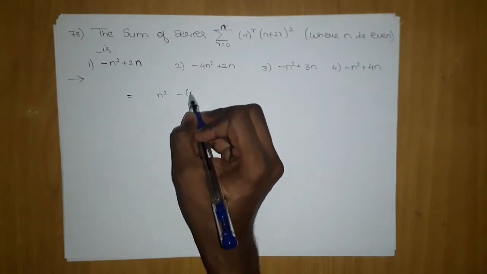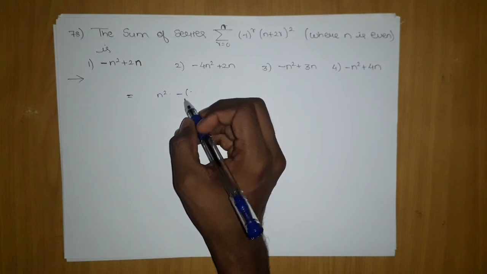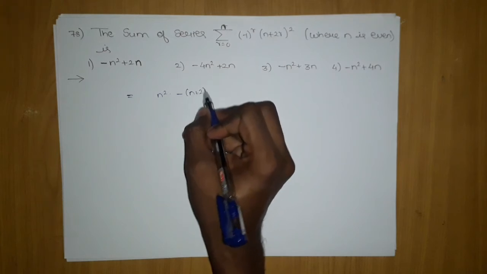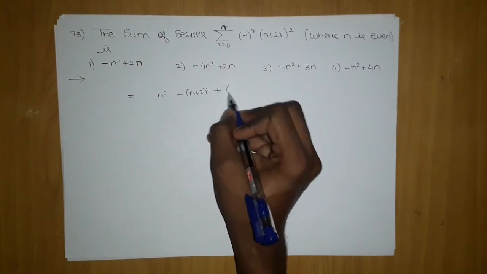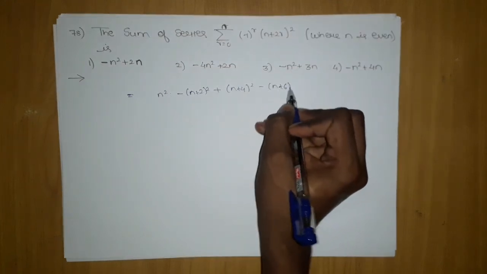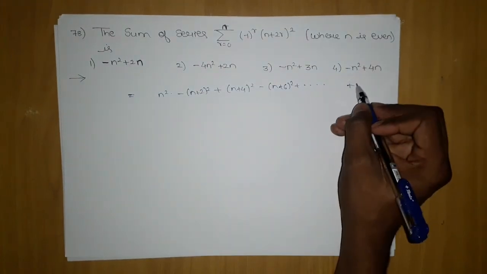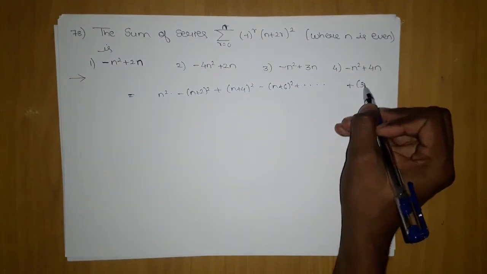Then in the next step, based on your opening, it is what? For r equals 1, negative will be there: minus (n plus 2) the whole square, and after this it will be (n plus 4) the whole square, and after this step minus (n plus 6) the whole square, and so on. What will be the last step? Since the last term is even, so (3n) the whole square.